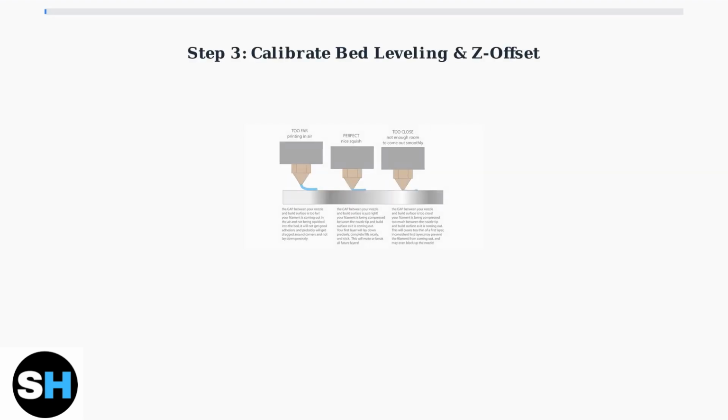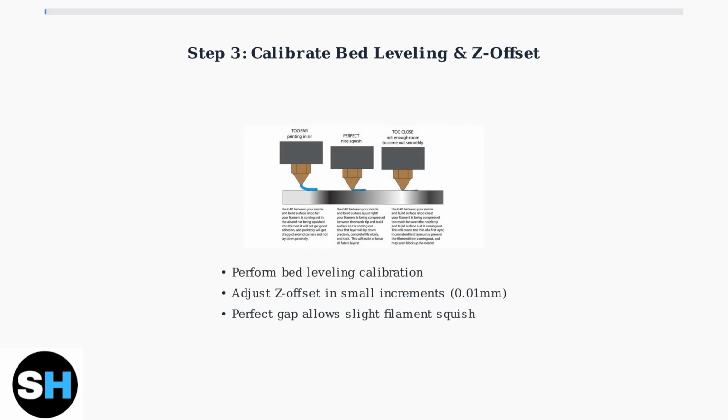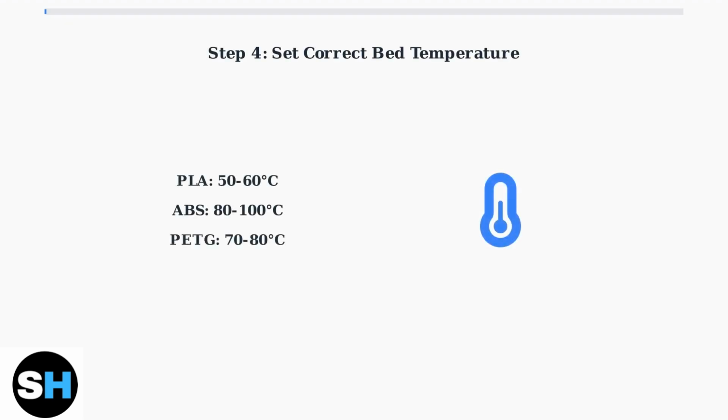Proper nozzle height is crucial for bed adhesion. The nozzle must be at exactly the right distance from the bed, not too high, not too low, but just right to create the perfect first layer squish. Different filament types require specific bed temperatures for optimal adhesion. PLA typically needs 50 to 60 degrees Celsius, while ABS and PETG require higher temperatures.